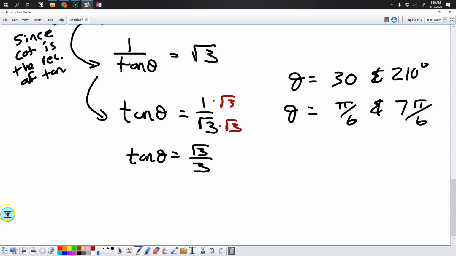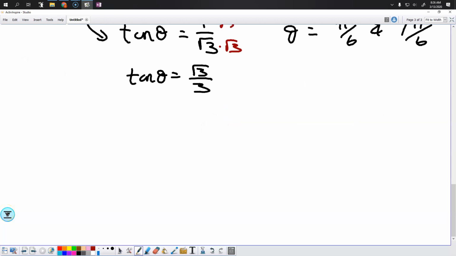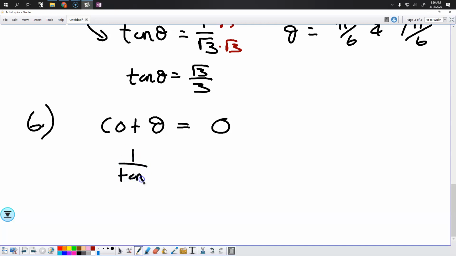Let's do one more problem, then I'll set you guys loose on some. What number am I on? 6. All right. Thank you. So let's say this. Where is cotangent of theta equal to 0? So, what do I change cotangent into? 1 over tan.